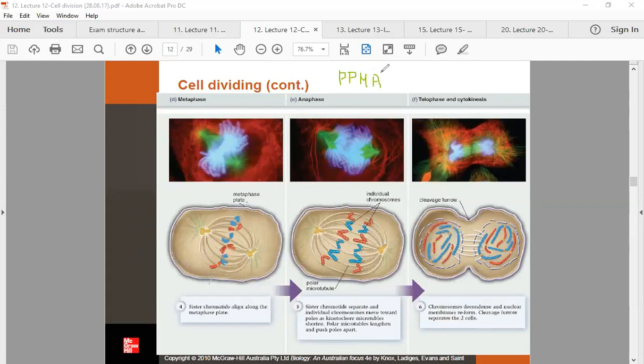Chromatids separate. Absolutely correct. So the sister chromatids separate from each other. The chromatids separate from each other, and they're now referred to as chromosomes, and they move to each pole. They move to the poles, exactly right.